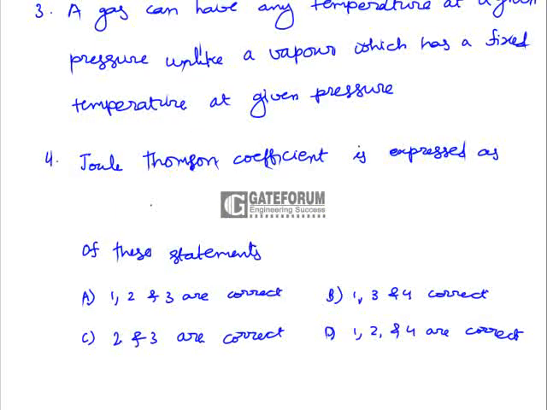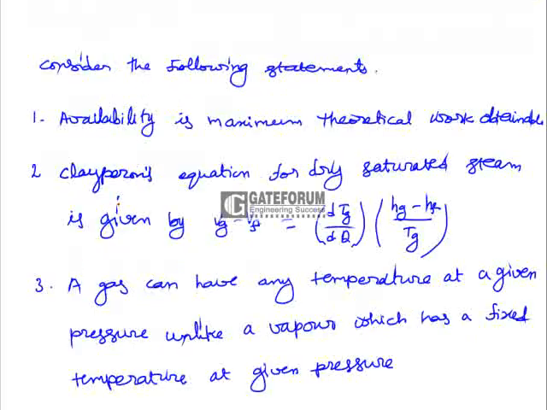And the fourth statement is, Joule-Thomson coefficient is expressed as dou S by dou P at constant enthalpy. So of these statements, the correct statements are 1, 2 and 3, and the fourth statement is wrong. Here the Joule-Thomson coefficient is dou T by dou P at constant enthalpy. So the fourth statement is wrong, and 1, 2 and 3 are correct. Availability is the maximum theoretical work obtainable, so that is right, and the Clapeyron equation is given by, it is also right, and a gas can have any temperature at a given pressure unlike a vapor.